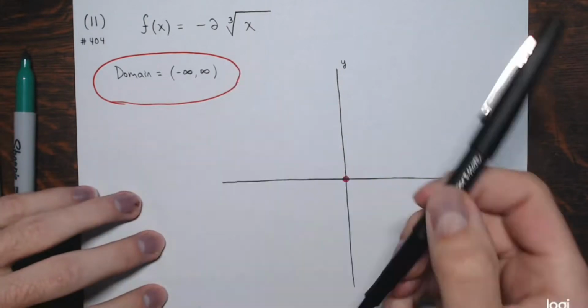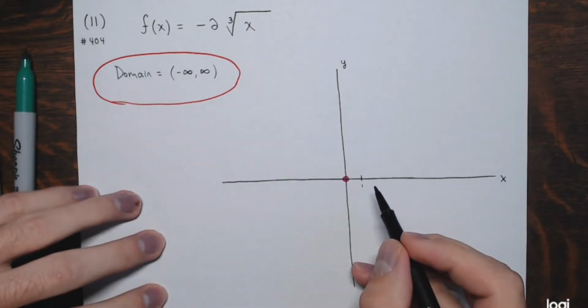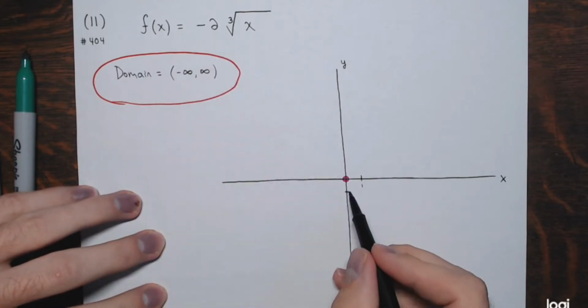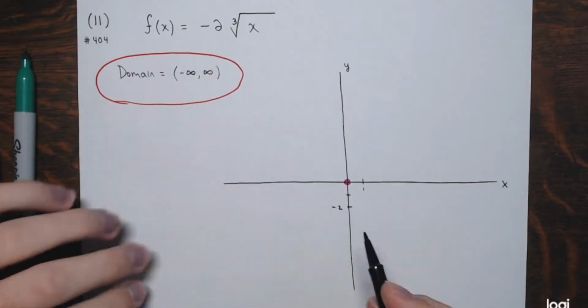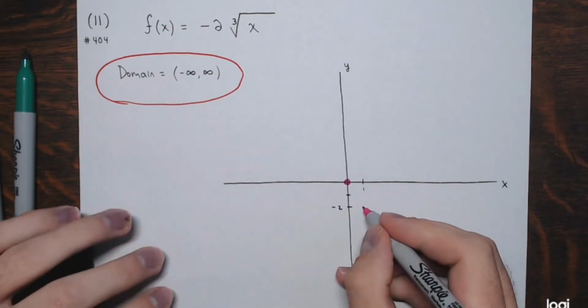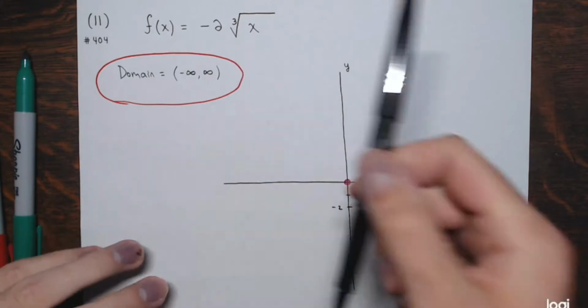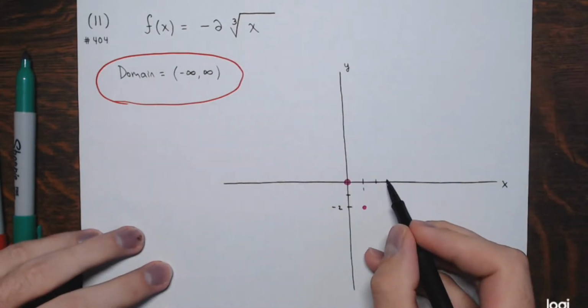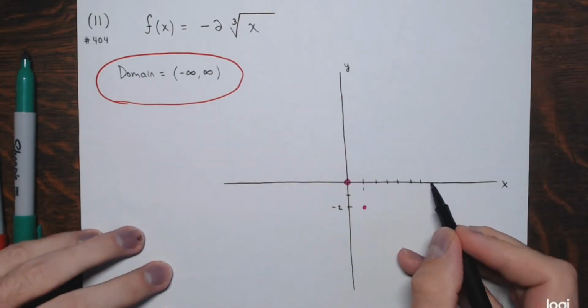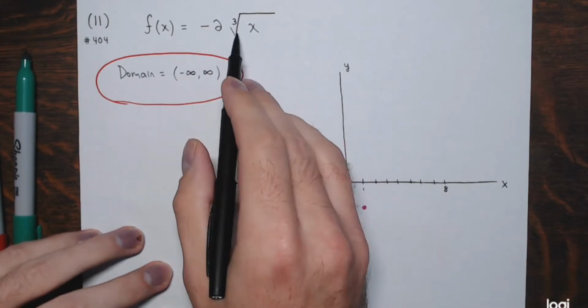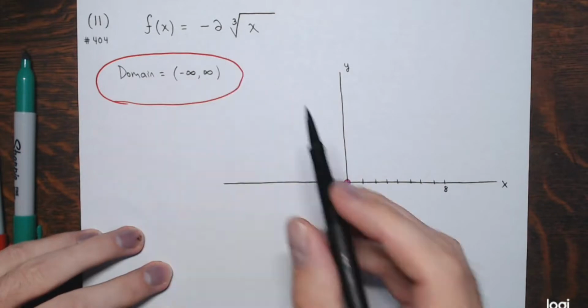Then plug in 1. Let's go to the right. Cube root of 1 is 1, but then times negative 2 would be negative 2. So input 1, output negative 2. Then the cube root of 8 is nice, right? So plug in 8 for x again. Input 8, the cube root of 8 is 2, times negative 2 would be negative 4.